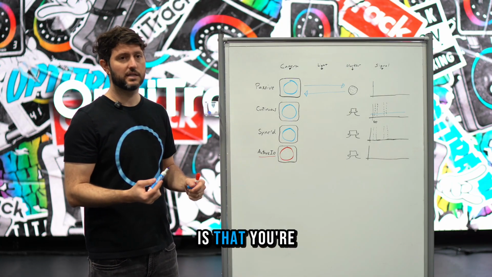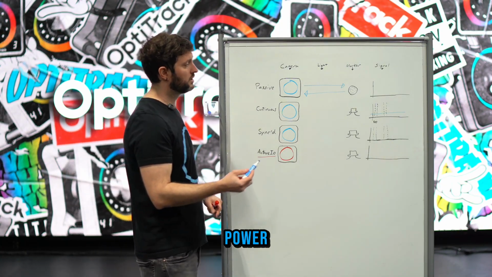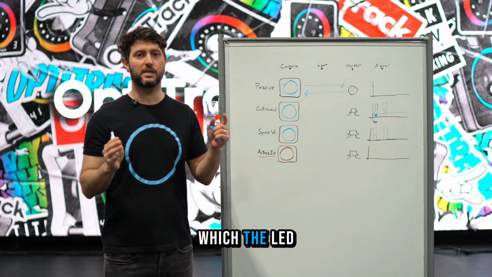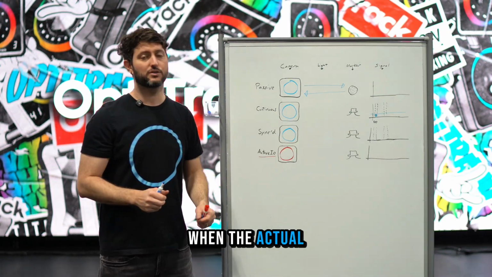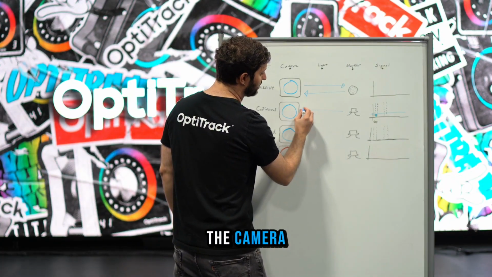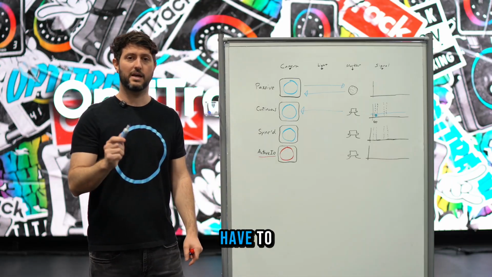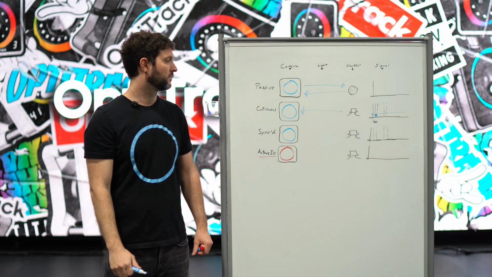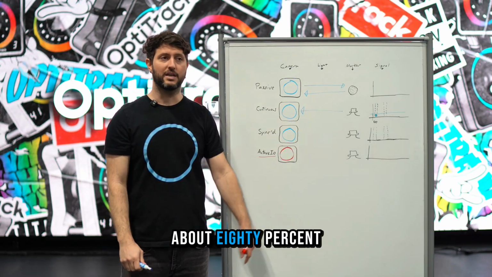The downside is that you're wasting about 80% of the power. So in this, you can see that there's an exposure over here. The time at which the LED is on is only when the actual camera is exposing. The light from this marker will go straight to the camera, so it does have the benefit of the light doesn't have to travel both there and back. It just goes one way. But you're wasting about 80% of the power.